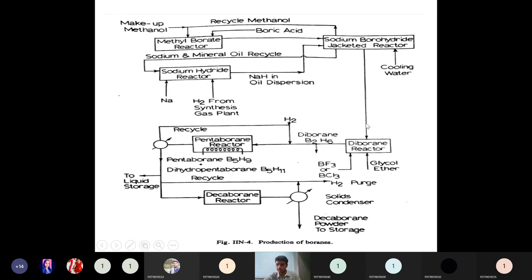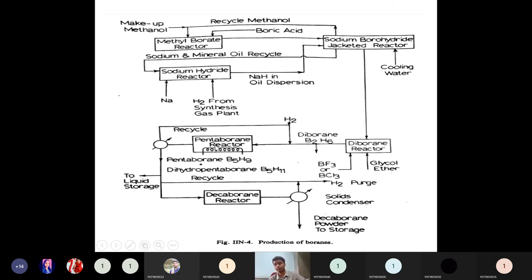Then the sodium borohydrate will be sent and reacted with glycol ether and boron trifluoride or boron trichloride, that is, BX3. Then diborane will be formed. If you desire it as a product, you can take it as a product. Otherwise, if you want the more preferable product, which is pentaborane, you need to send this diborane to the pentaborane reactor, in which it will be supplied with heat as well as hydrogen. Then hydrogen and diborane will react with each other and give you pentaborane.